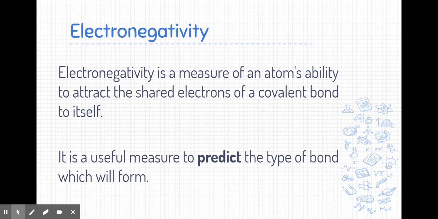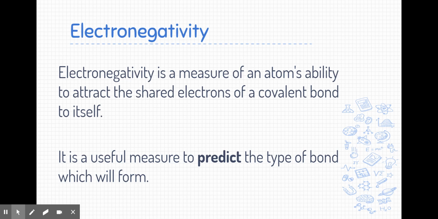So what is electronegativity? Well, electronegativity is a measure of an atom's ability to attract the pair of electrons in a bond to itself. Now, the technical definition talks about a covalent bond, but we will see that we're using it as well to predict when we might likely have an ionic bond. And so electronegativity is the most useful measure to predict the type of bond which will form.